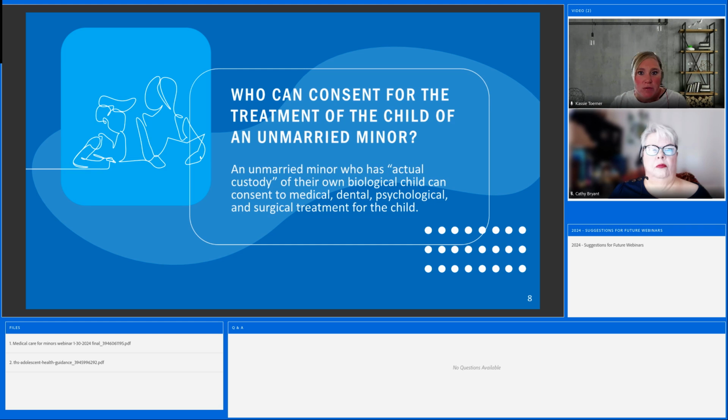So if for some reason the child of the minor parent is in CPS or foster care, there are no other children that that unmarried minor is consenting for, then they would not have the ability to consent for their treatment. So that's the little bit of the distinction that they're making there as far as actual custody is concerned.